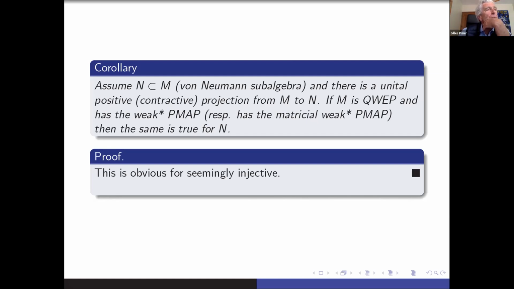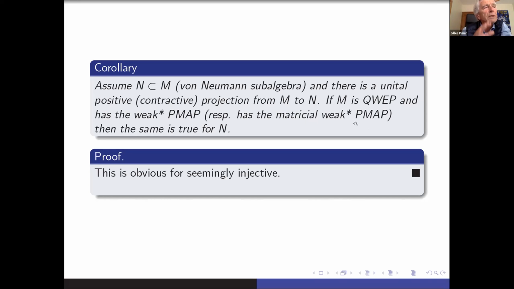positive metric approximation property, let's say matricial. So the matricial weak star positive metric approximation property, the matricial weak star PMAP, passes from M to N. And I just want to emphasize, this is not a completely obvious fact, because the approximation property is in the weak star sense and the projection is often not normal. It is normal in the finite case, but there are lots of situations where the projection will not be normal.